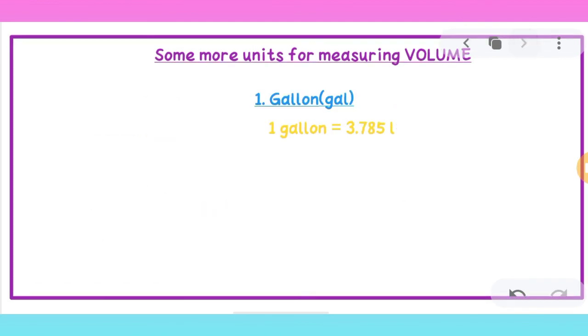And next we will see some more units for measuring volume. For volume, we have only one unit, that is gallon. 1 gallon is equal to 3.785 liters. Okay, so this is also a unit for measuring volume.